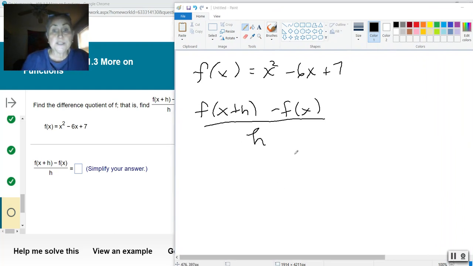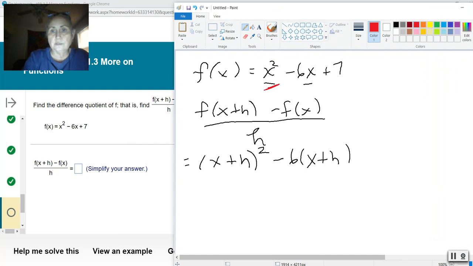So for f of (x plus h), look, here's my x. x is here and x here. So it's getting longer than before. I should put an equal sign right there. (x plus h) squared. That's this one. Minus 6 times (x plus h). That's this one. Don't forget, plus 7, right? Now we're ready to do this part. Minus, and I'm going to put it in parentheses, (x squared minus 6x plus 7).